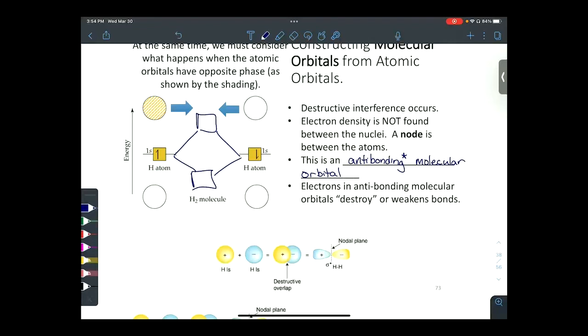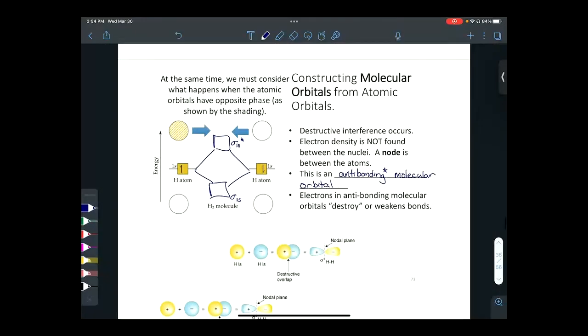The bottom one we already did was our sigma 1s, and the top one we also call sigma 1s, but because it's anti-bonding, we give it a star. What this orbital looks like is there's not as much electron density between the atoms themselves. Anti-bonds make bonds weaker, while putting electrons in bonding orbitals strengthens bonds.